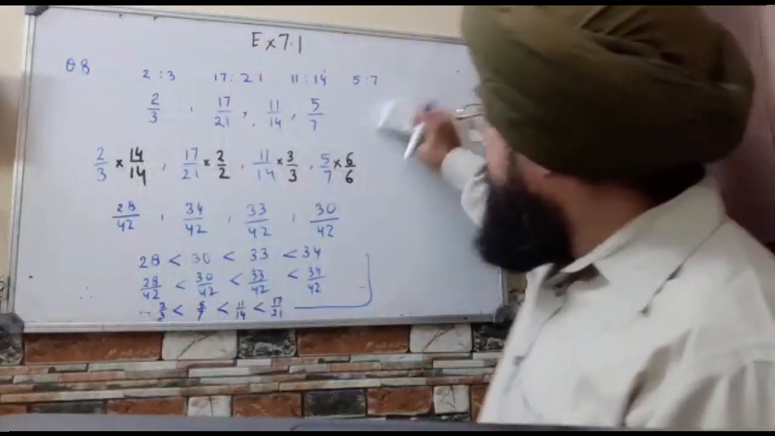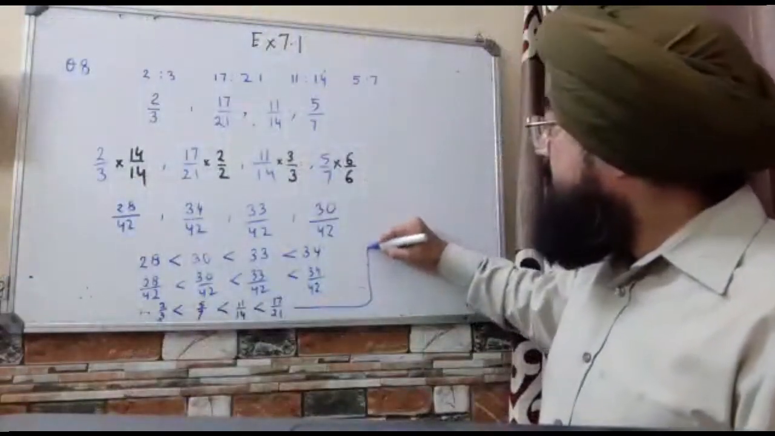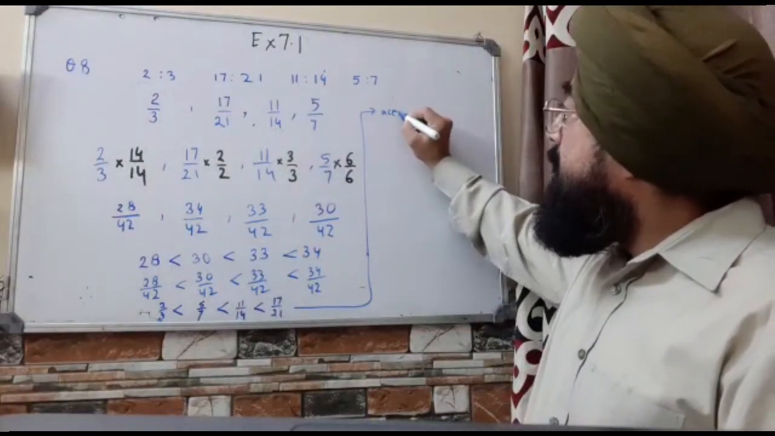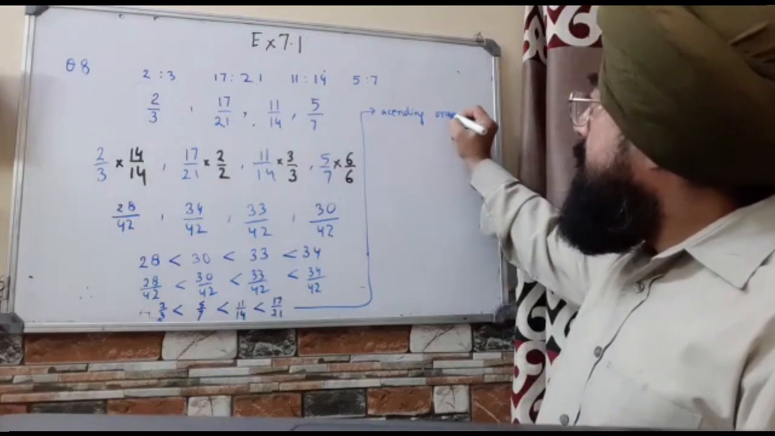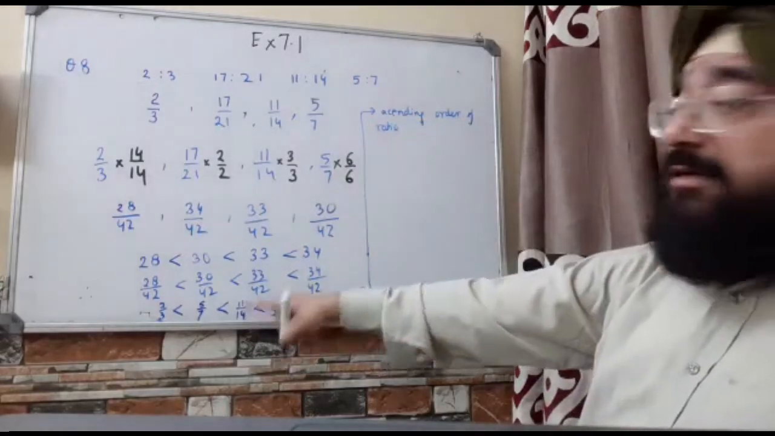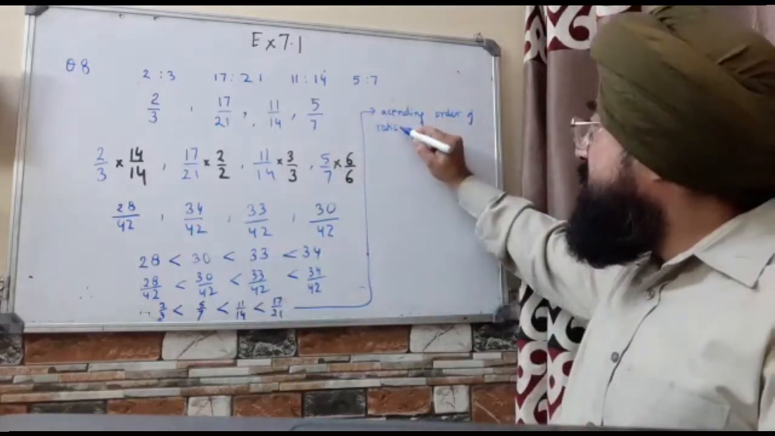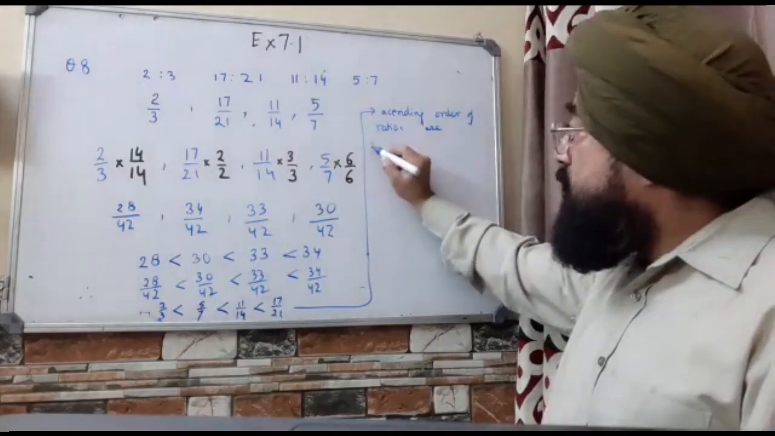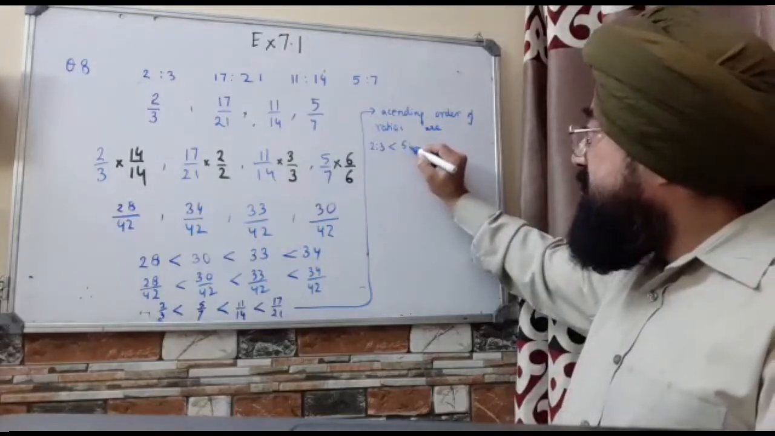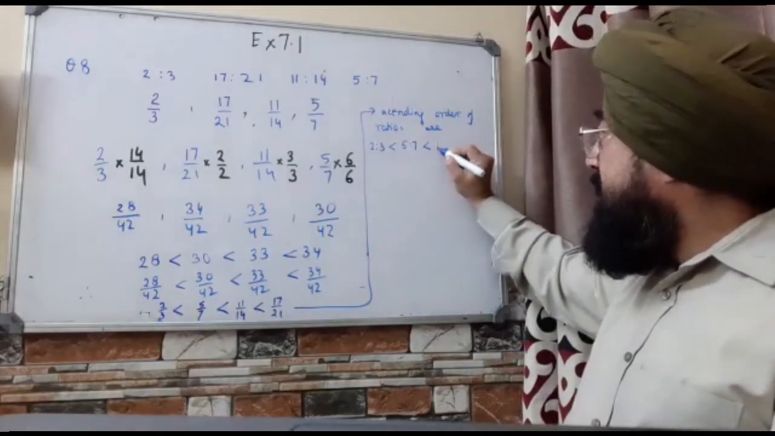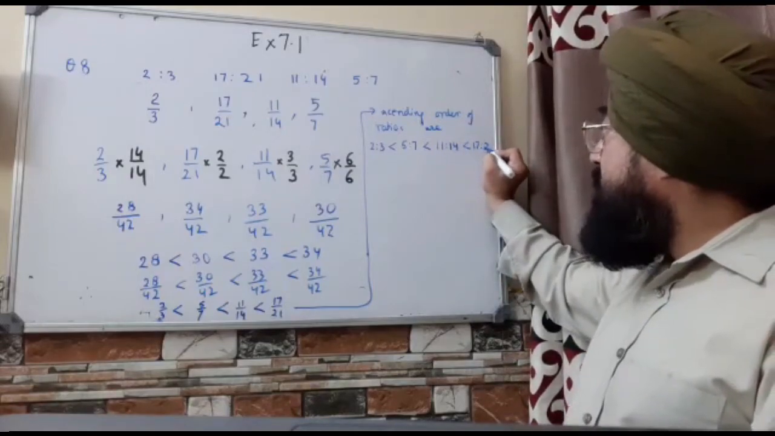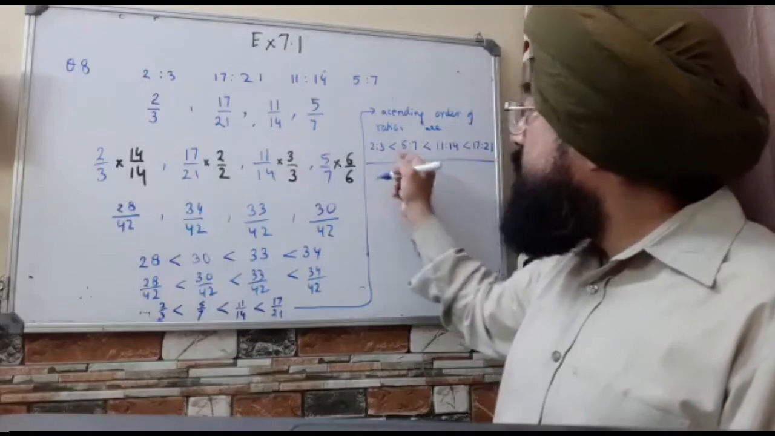so one more step I will be writing. Therefore, the ascending order of ratios, because ratio मांगा ना, तो fraction है. Ascending order of ratios are, see, 2 is to 3, which is the least, then followed by 5 is to 7, then followed by 11 is to 14, and which is 17 is to 21. So this is what they are expecting you to write.